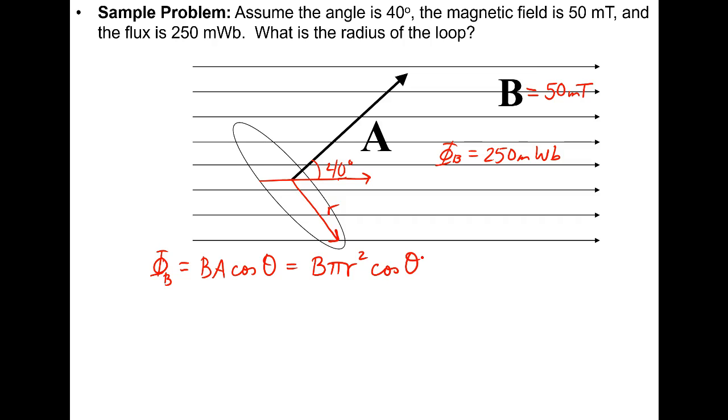So if we want to solve that for r, we just do a little substitution. We're going to get phi B, which is the magnetic flux, divided by B pi cosine theta, and we take the square root. Plugging in all our numbers, which I encourage you to pause and do, we get about 1.44 meters.